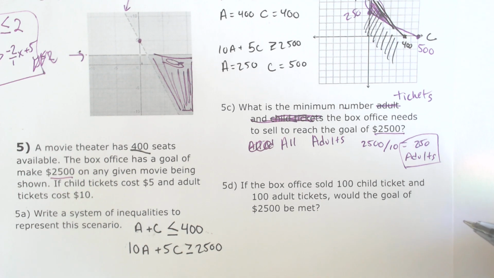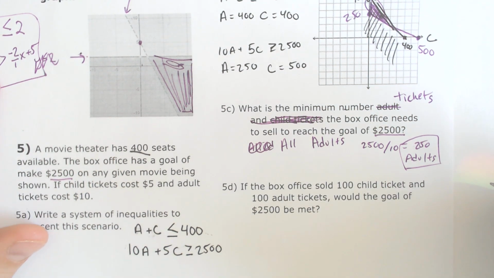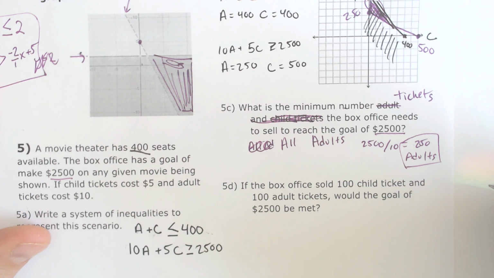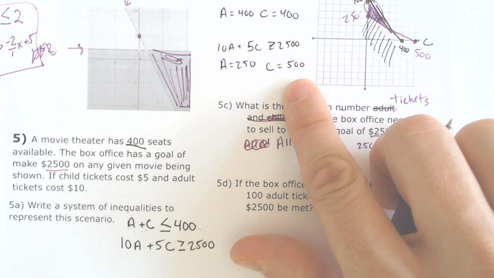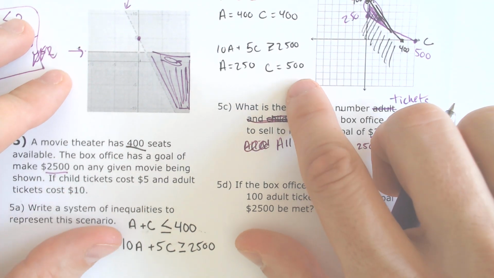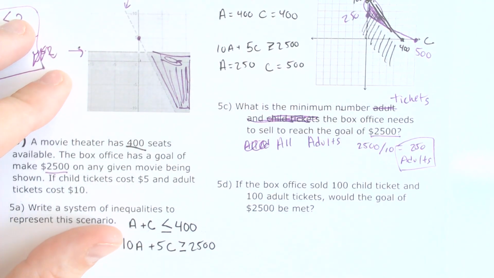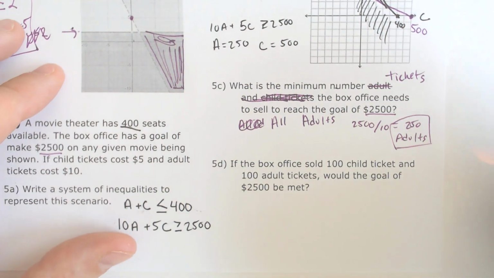The maximum number of tickets they could sell to maybe reach the 2,500, the worst case scenario, is they have a whole bunch of children in there, which I don't even know if they could fill. Because if we had all children, it'd be 500 tickets. They cannot sell all children tickets. So thank goodness we have adults in the theater too.